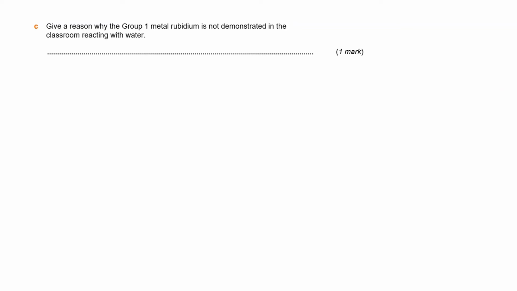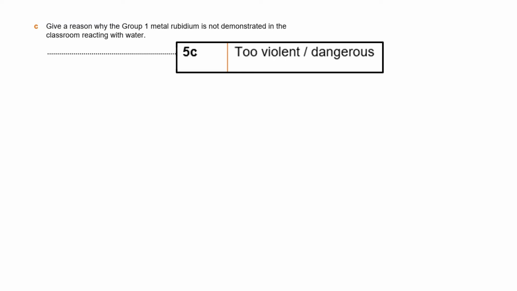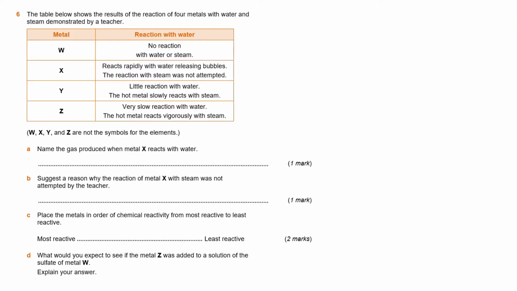Give a reason why group 1 metal rubidium is not demonstrated in the classroom reacting with water, because it's too violent or dangerous. 6. Right, so the table below shows the results of the reaction of 4 metals with water and steam demonstrated by a teacher. So you've got 4 metals, W, X, Y, and Z.